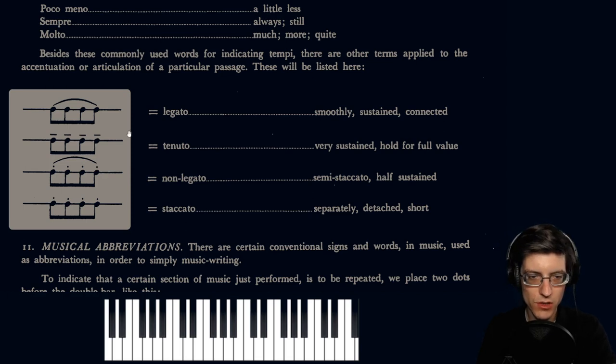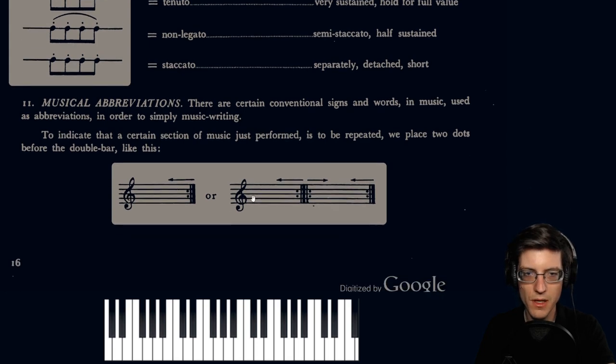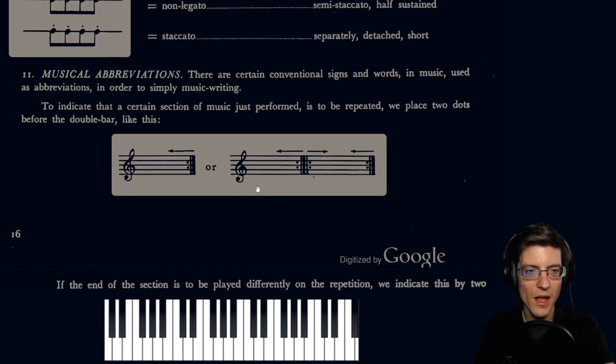Musical abbreviations. There are certain conventional signs and words in music used as abbreviations in order to simplify music writing. To indicate that a certain section of music just performed is to be repeated, we place two dots before the double bar like this. So if you see those two dots in your music, you know that you are to repeat a particular passage.